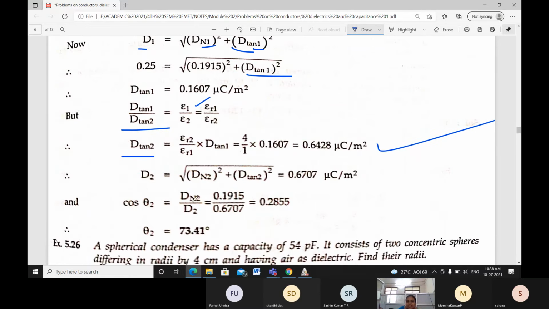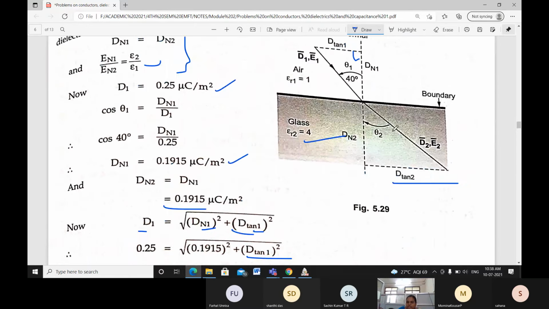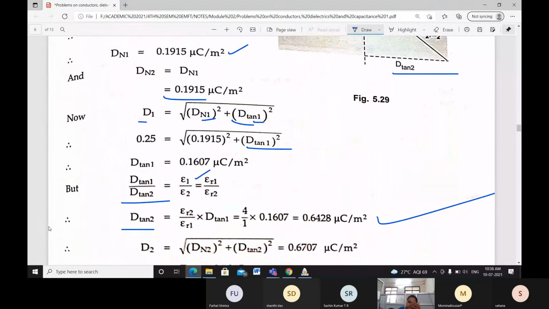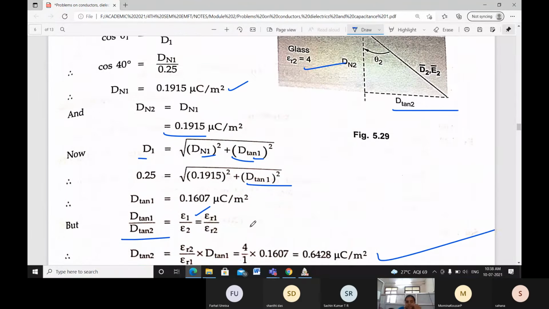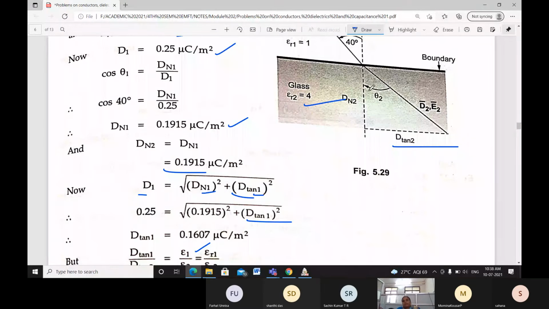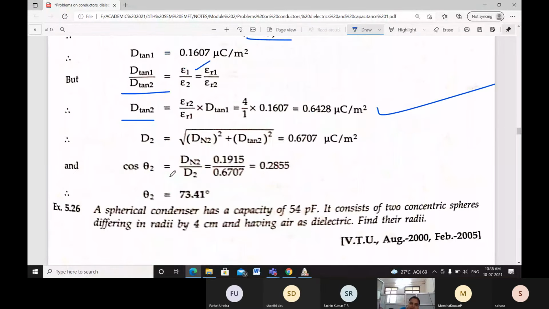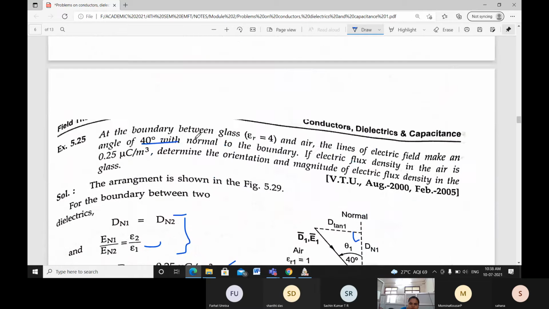Then we don't know the angle between these, which is why we want the cos theta 2 value. Cos theta 2 is dN2 divided by D2, based on the figure. Just substitute here and you'll get 0.2855. Then cos inverse of this value gives the theta 2 value, which is 73.41 degrees. This is the problem.